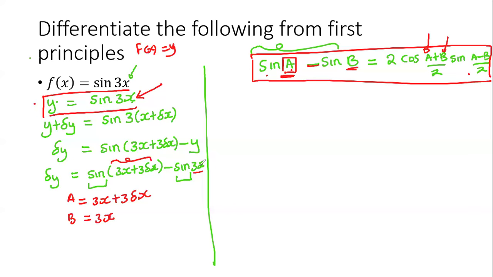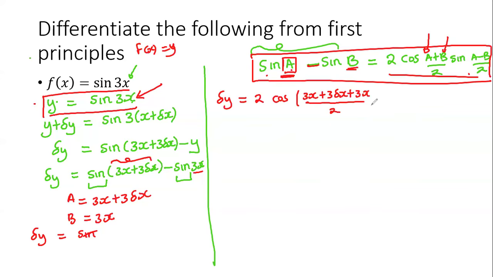Okay, we are going to continue. So here, members, we shall have delta y equals to, now I'm substituting this side, so we shall have 2 cos, up there I have 3x plus 3 delta x, then plus 3x, everything out of 2. Then I'll have sine of 3x plus 3 delta x minus 3x, everything out of 2.